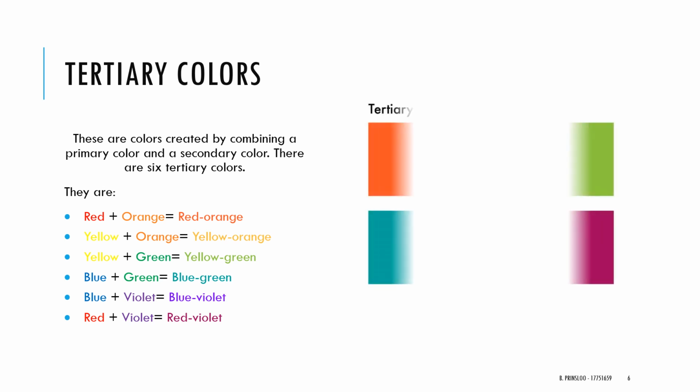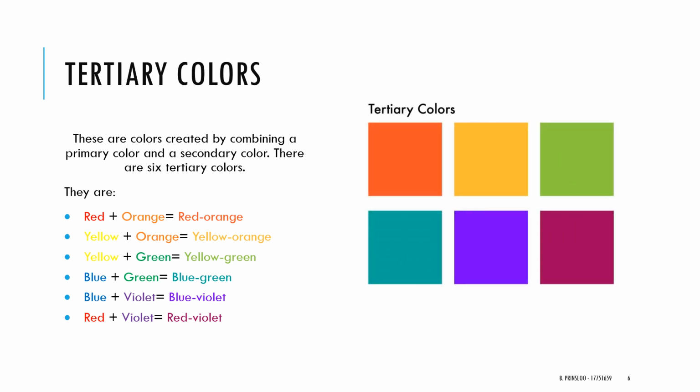Tertiary colors. These are colors created by combining a primary color and a secondary color. There are 6 tertiary colors: red-orange, yellow-orange, yellow-green, blue-green, blue-violet, and red-violet. When you combine red and orange, you get the color red-orange. When you combine yellow and orange, you get yellow-orange.